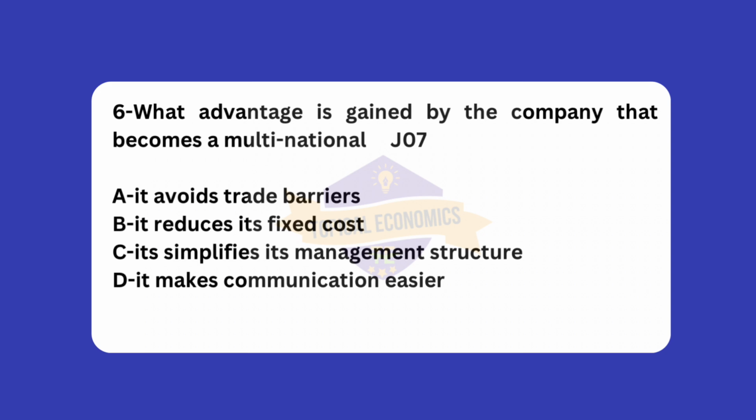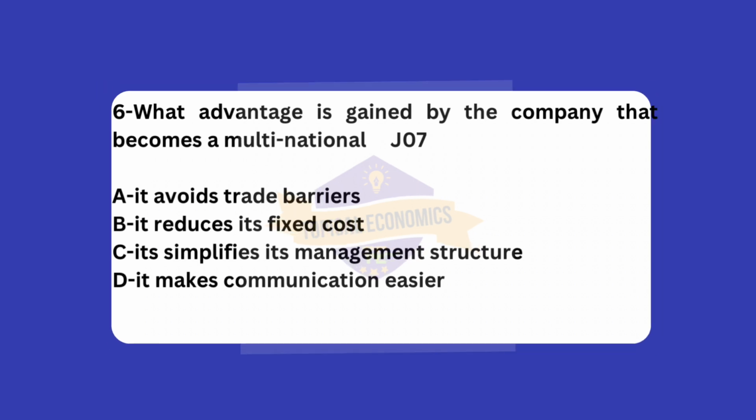Coming to option C, it simplifies its management structure. Managing operations across multiple countries typically complicates management rather than simplifying it. And looking at option D, it makes communication easier. Operating in various countries often introduces communication challenges due to different languages and different cultures rather than making it easier. So the answer for this is option A, it avoids trade barriers.